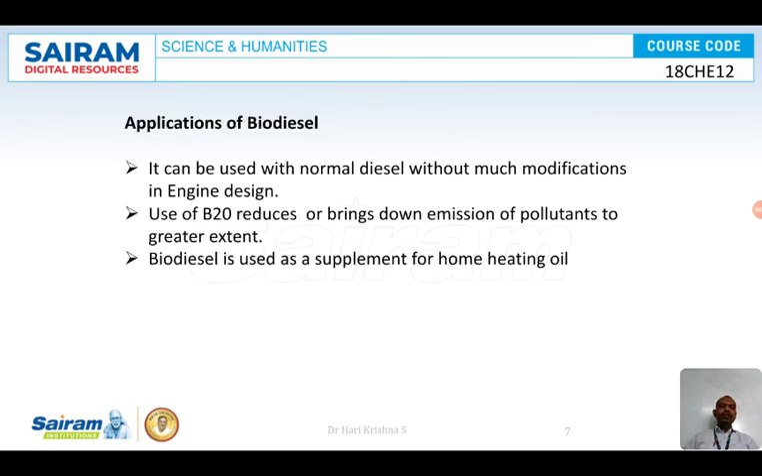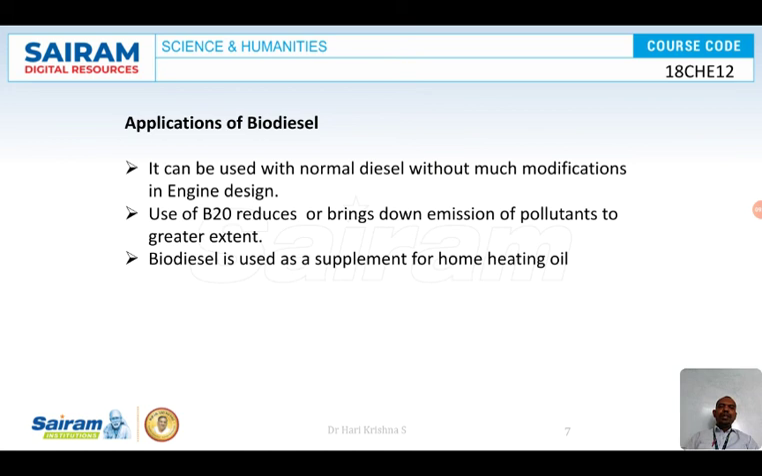Let us see the applications of biodiesel. Biodiesel can be directly used in engines where normal diesel is used, without much modification in the engine design. B100 is the pure biodiesel. In Bangalore, I don't know how many might have seen, we have green colored buses with a tick mark and the words eco-friendly written on them. Those eco-friendly buses use biodiesel as the fuel.